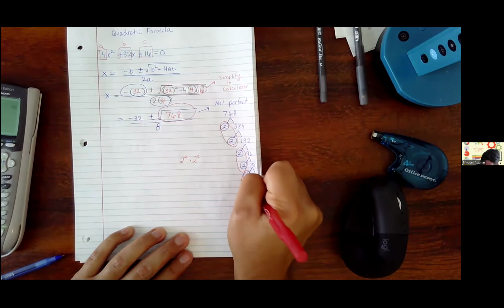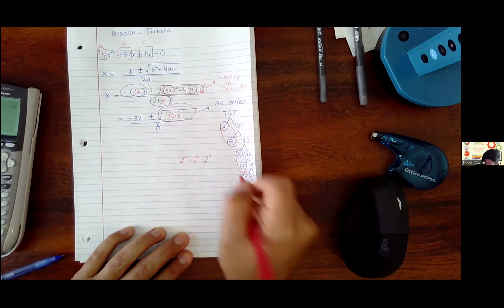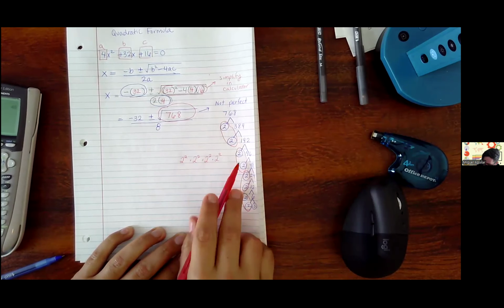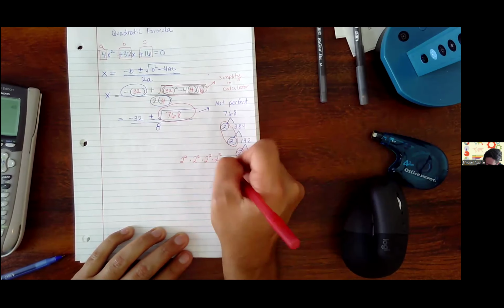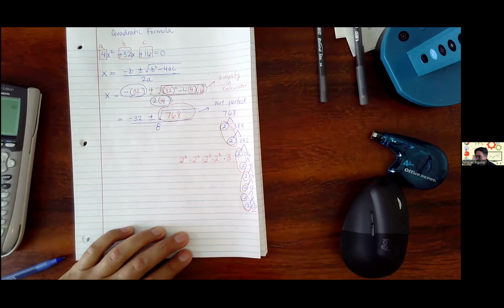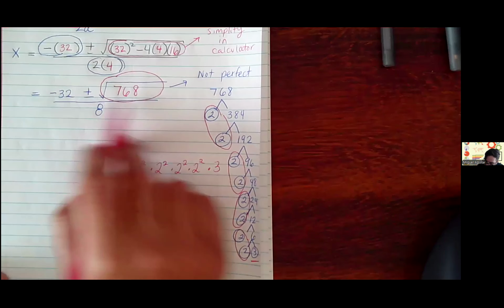We have another copy of 2's here, and another copy of 2's here. So that's 2 squared. We had one, two, three, four pairs of twos. Then we finally got to our final three down there. Okay. We're taking the square root of these.